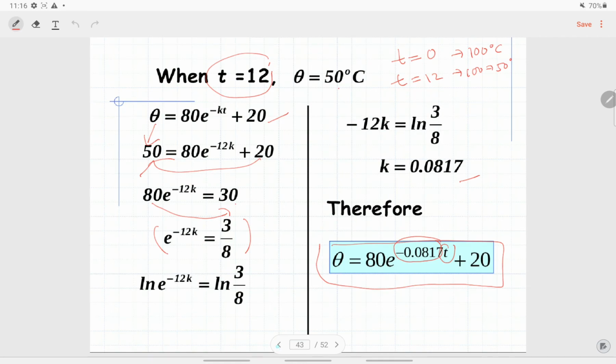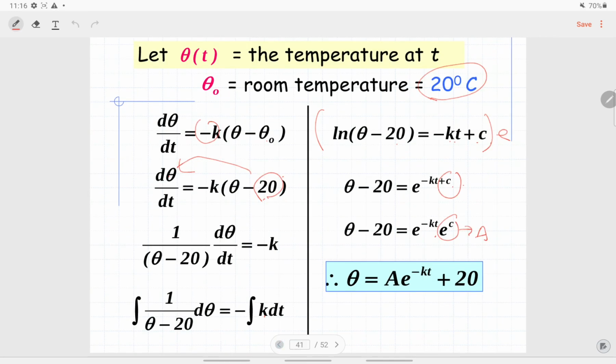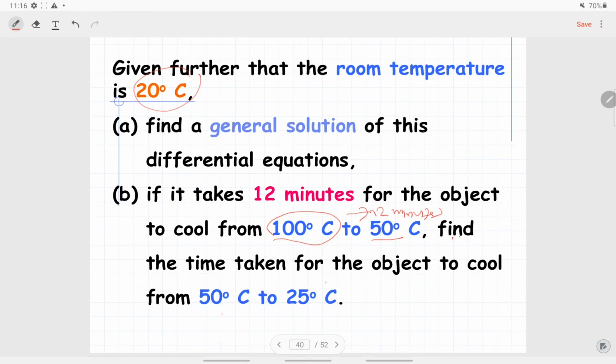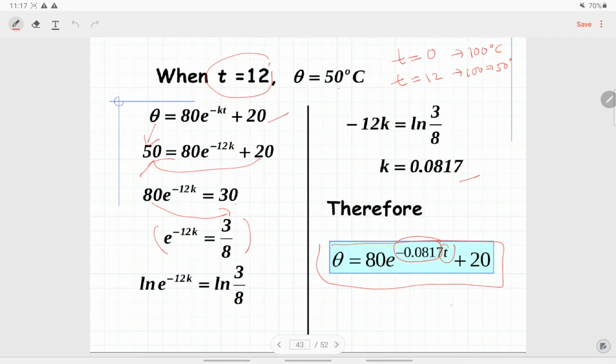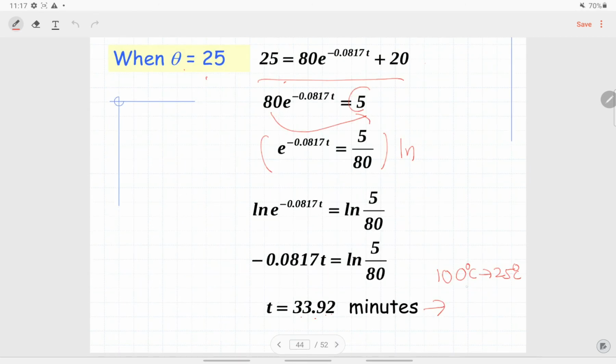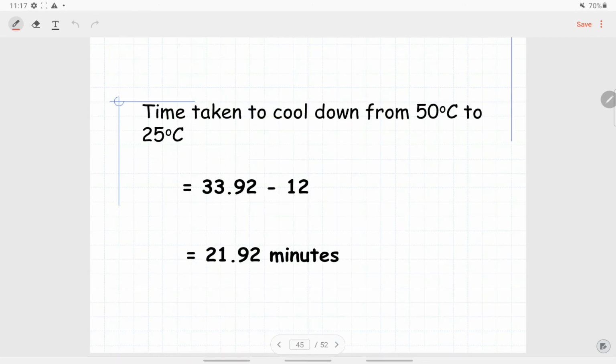But here the question asks, find the time taken for the object to cool from 50 degrees Celsius to 25. So since here it is starting from 100 degrees, we need to minus the total time minus 12, to get the time taken to cool down from 50 degrees to 25 degrees. So we get here 21.92 minutes.